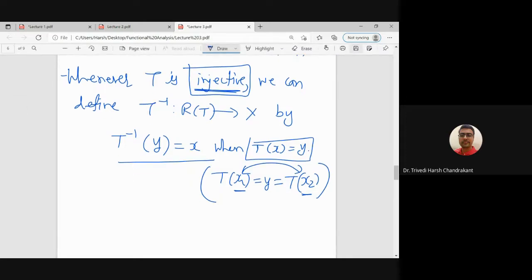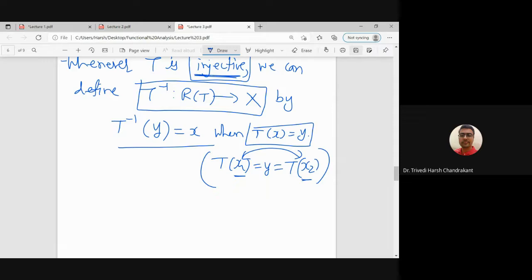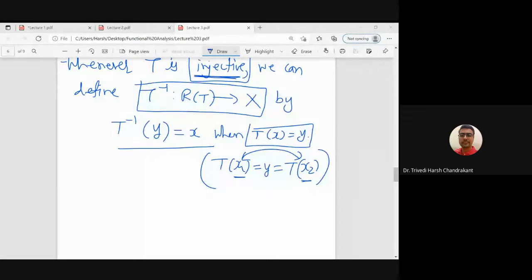Did you check T inverse? What can we say about T inverse? Is it a linear function? We started with capital T, which is a linear and injective function, and we defined T inverse on the range. So T inverse is a map from a vector space to a vector space, because the range of T is a subspace, so it is a vector space. Now the question is whether T inverse is a linear map.